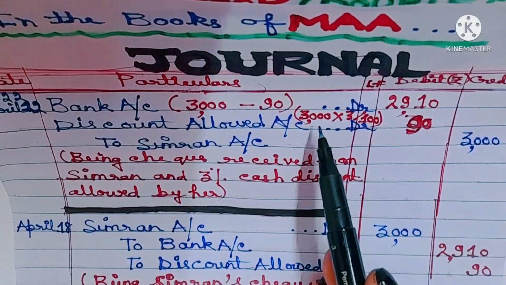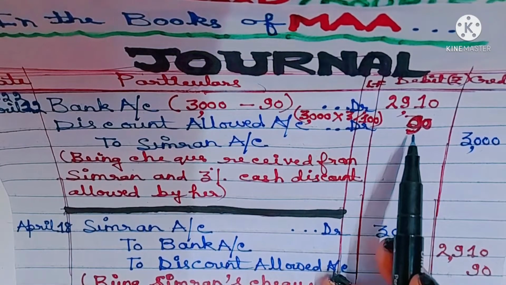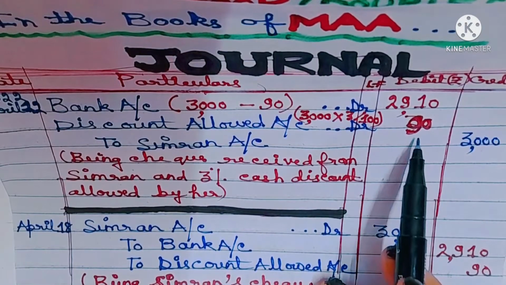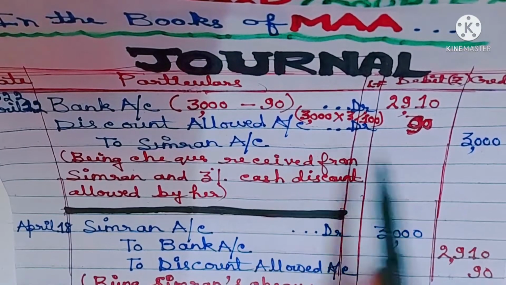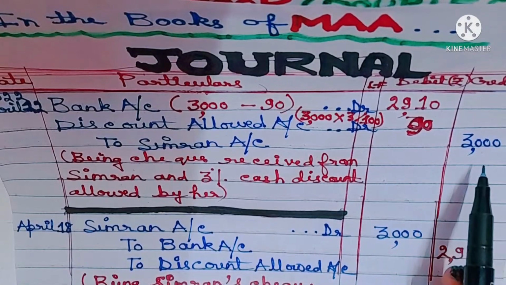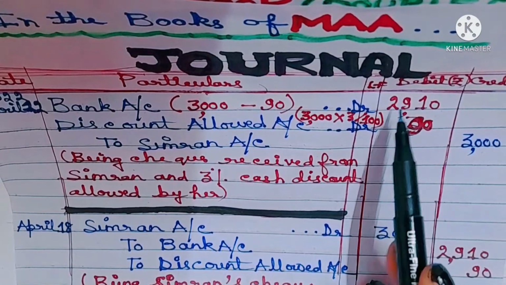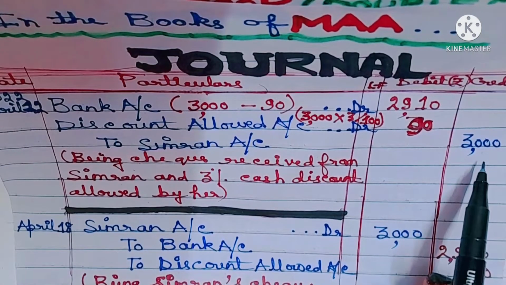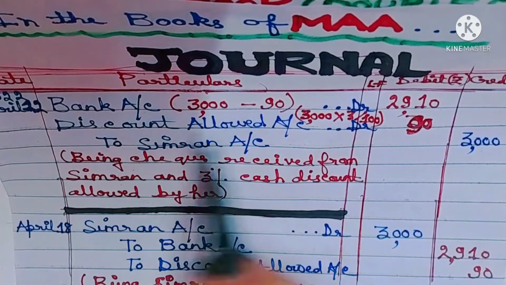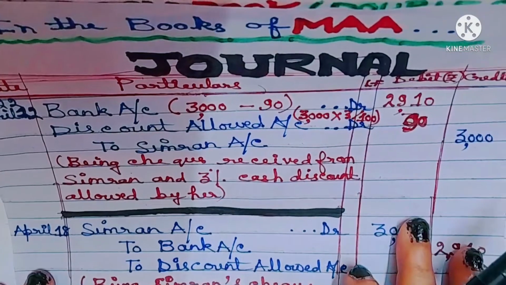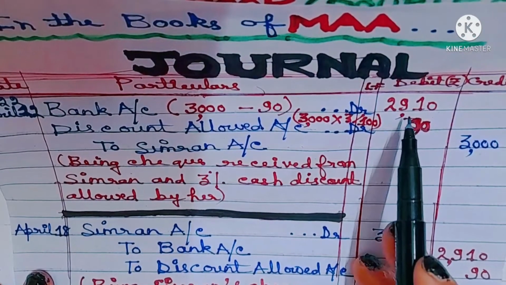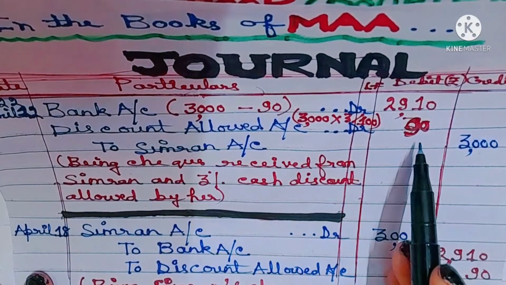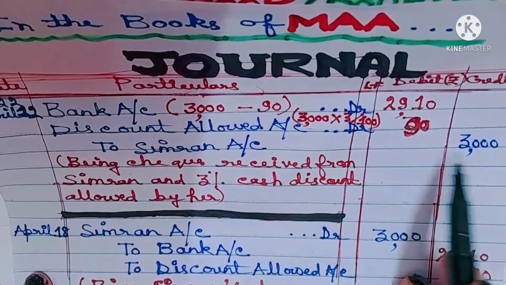কি করে হলো? How are we getting rupees 90? 3000 into 3 by 100. 90 rupees to Simran account 3000. এটা আমাদের বলা আছে. And if you add up these two also, 2910 rupees plus 90, that will give you 3000. তো এটা ছিল যখন আমরা সিমরানের থেকে চেকটা পেয়েছিলাম. আমরা চেক পেয়েছিলাম 2910 রুপিসের. Ma has allowed her discount 90 rupees. Understood? Simran is the giver of the check 3000.